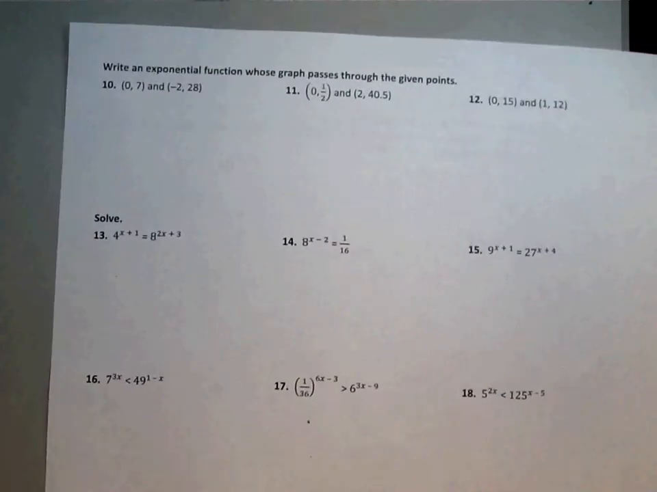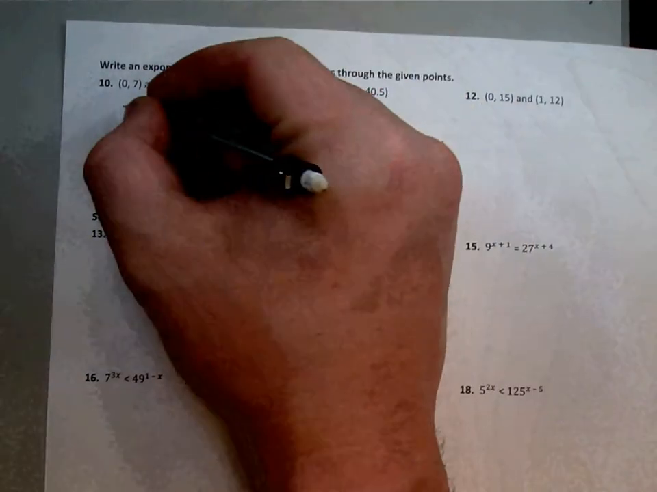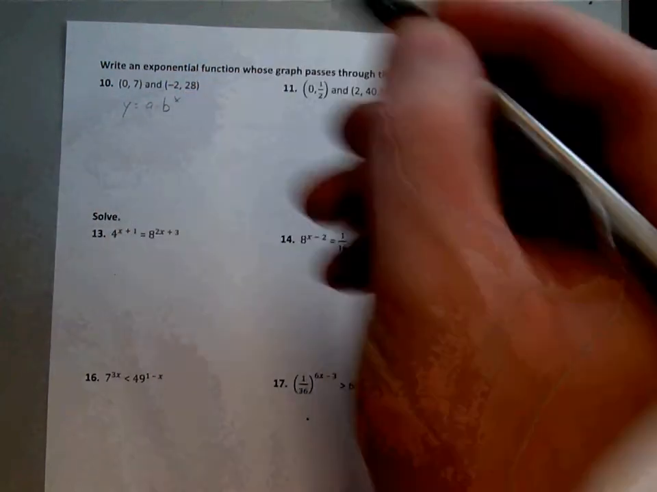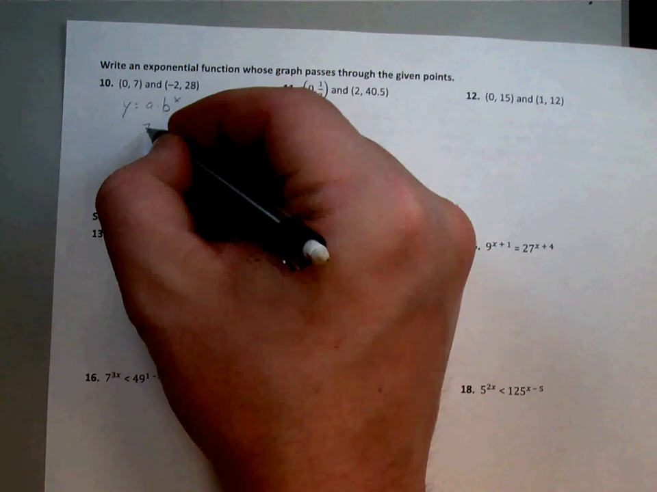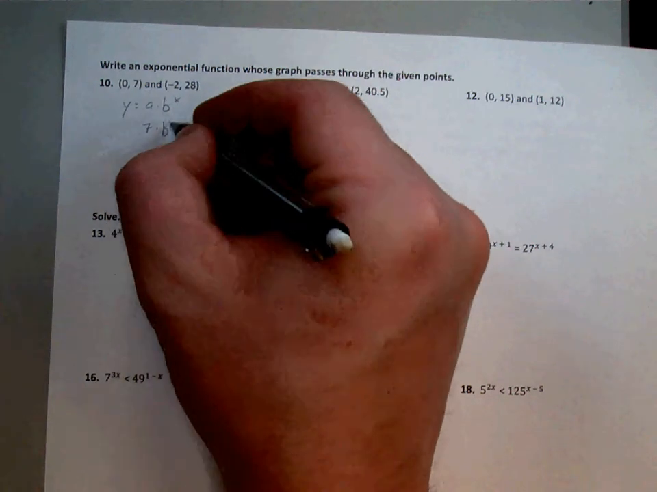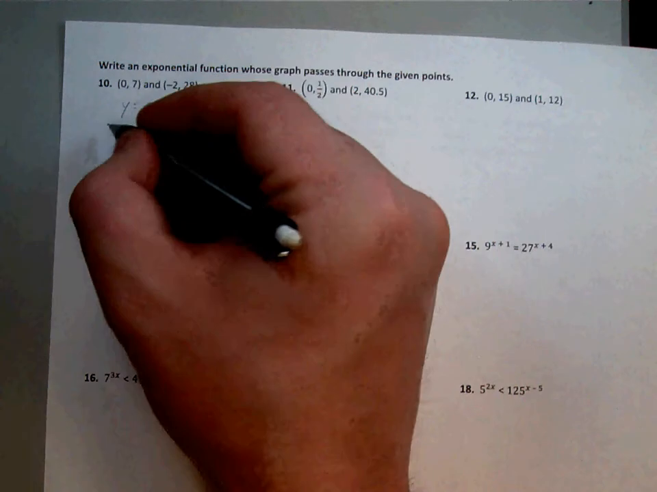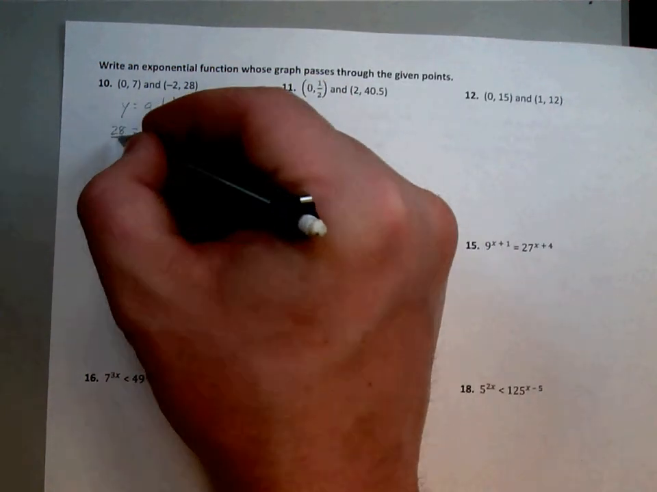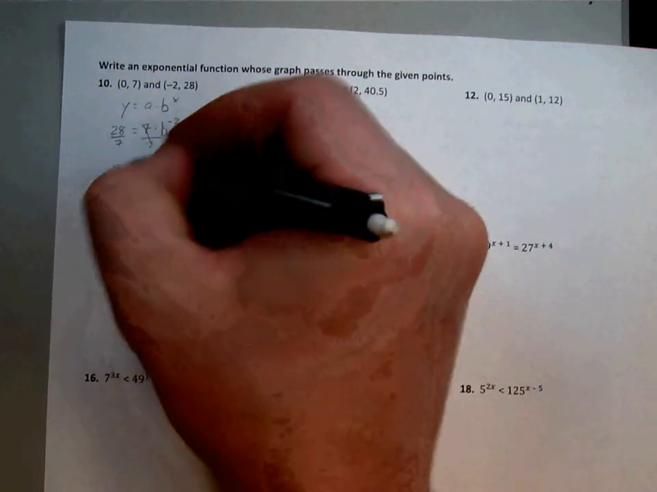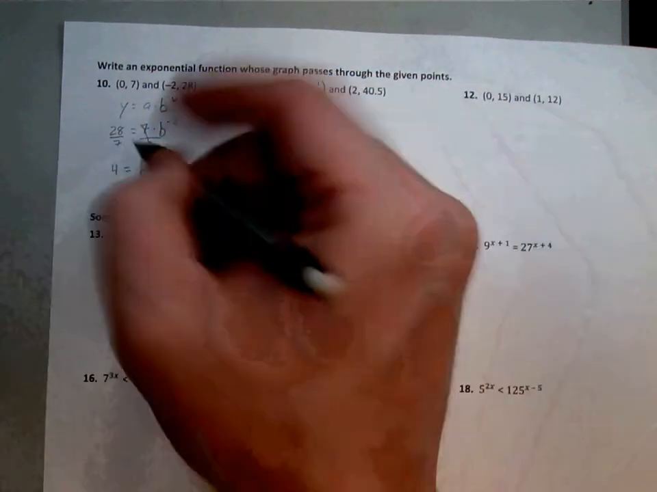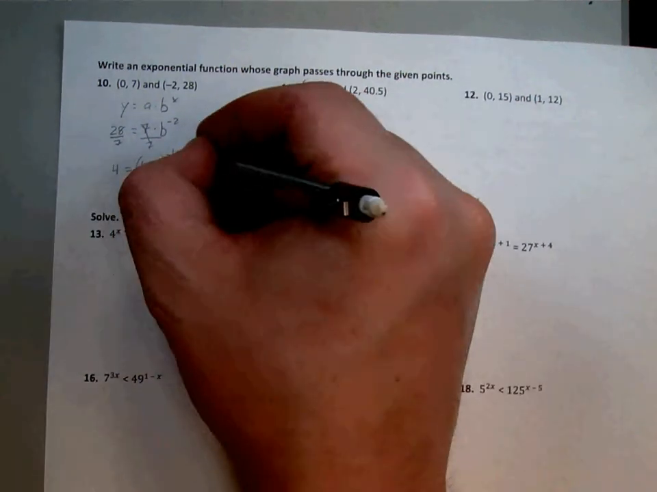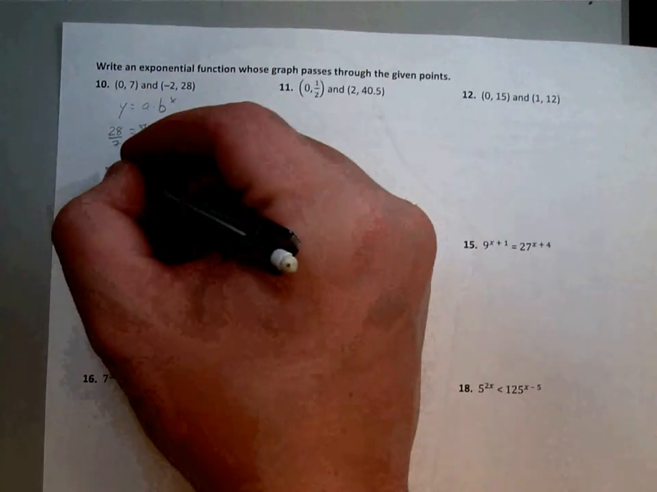Go to the back page. Our initial amount is 7. So we've got y equals a times b to the x. That's our formula. So our initial amount is 7. We don't know what b is. We've got an x value of -2, a y value of 28. I want to solve this for b. So I'm going to divide by 7. So we get 4 equals b to the -2. I don't really want a negative exponent, so what I'm going to do, I'm just going to go ahead and multiply by -1/2, because when I multiply those, that'll give me a +1.